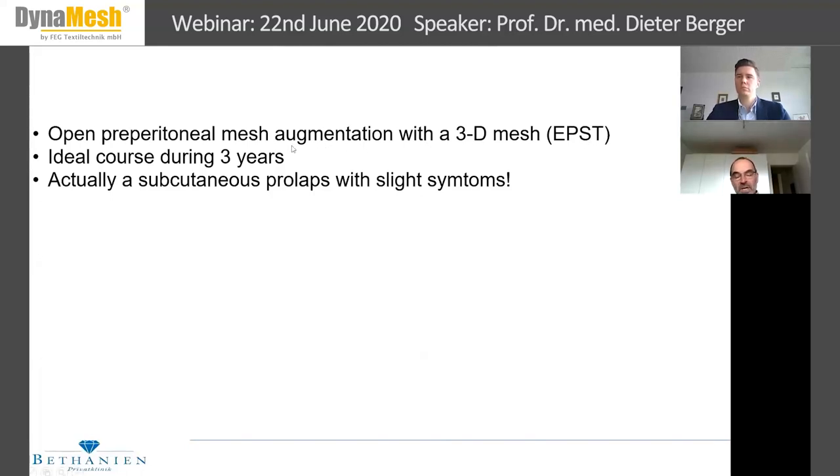And we closed the defect, of course. We took down the prolapsed stoma, the prolapsed intestine. We closed the defect and augmented the abdominal wall with a bigger EPST mesh. We had quite an ideal course for a few years, but then the patient had a subcutaneous prolapse with some symptoms, impaired stoma care, which is a little bit of a problem. Therefore the subcutaneous prolapse may be treated next time by a local approach.